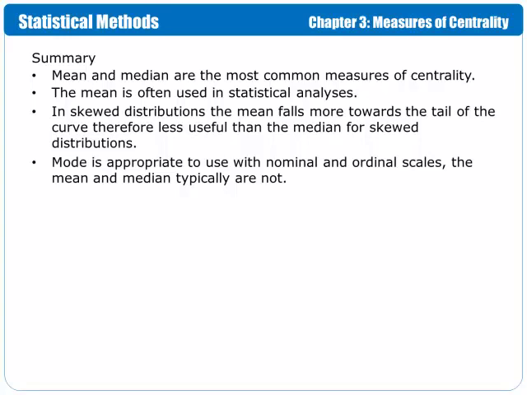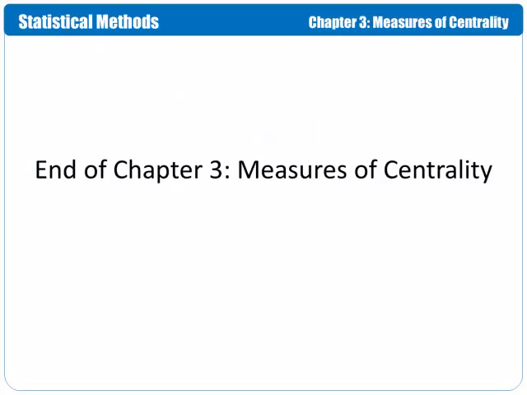The mean is often used in statistical analyses, but in skewed distributions, the mean falls more towards the tail of the curve, therefore less useful than the median for skewed distributions. The mode is appropriate to use with nominal and ordinal scales. The mean and the median typically are not. And that is the end of Chapter 3, Measures of Centrality.